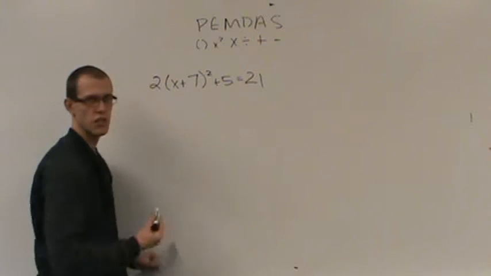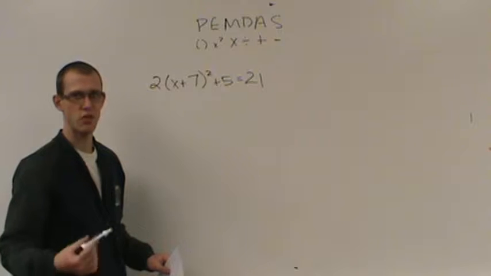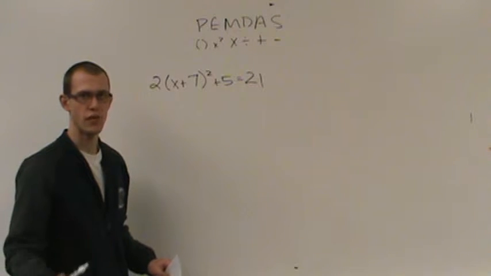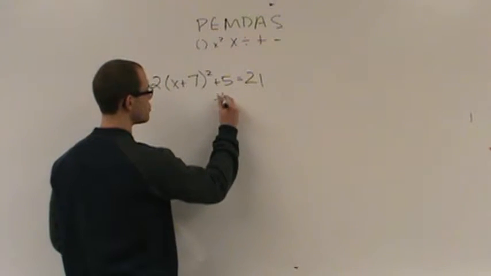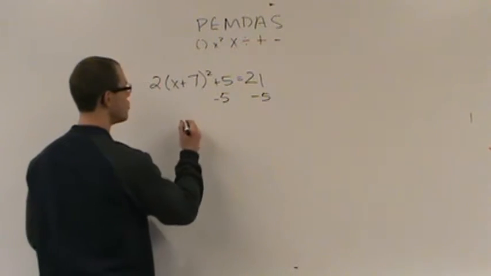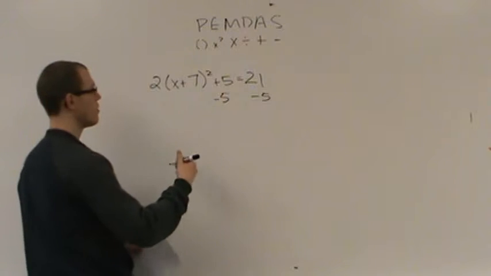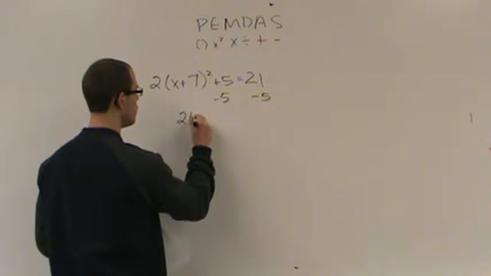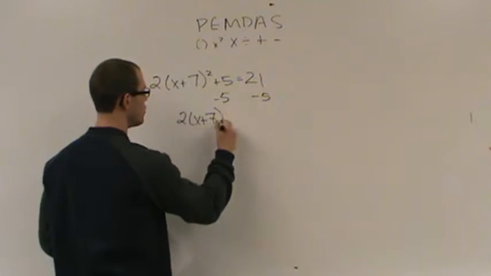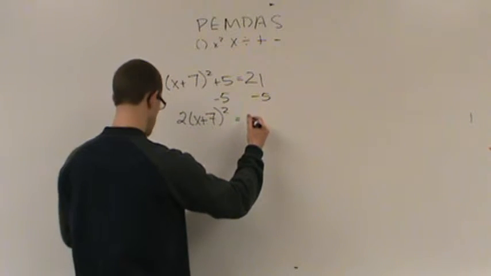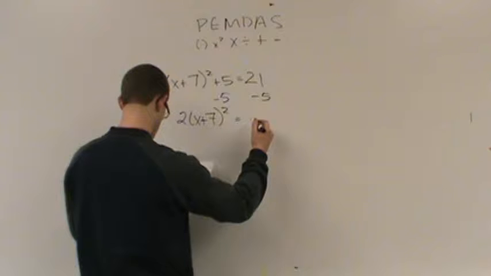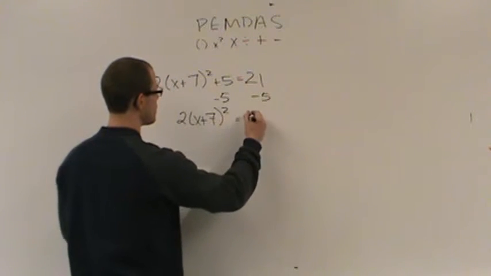So when we talk about the plus 5, to get rid of the plus 5, we do the opposite. Undo it, we do the opposite of what it is. So opposite of addition, subtraction. So we subtract 5 from each side. So now on the left side of the equation, we have 2x plus 7 squared equals, and this will be 16.